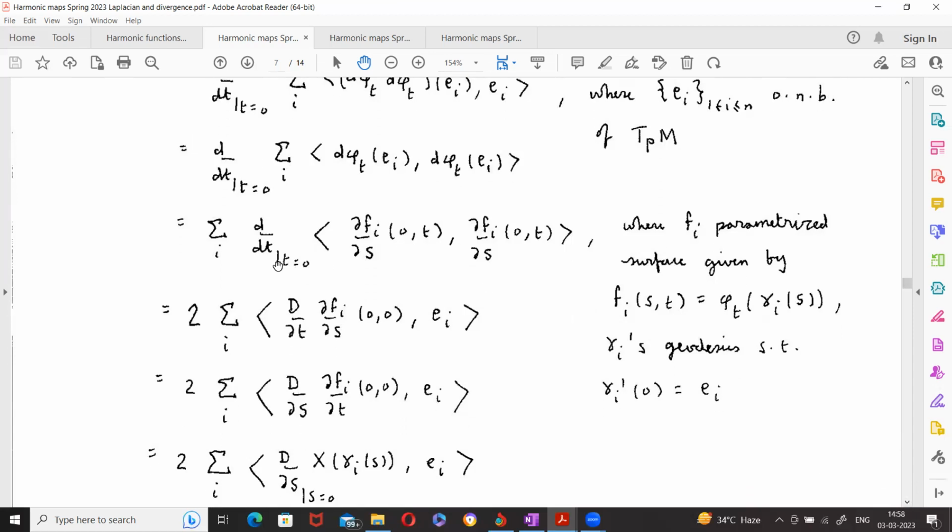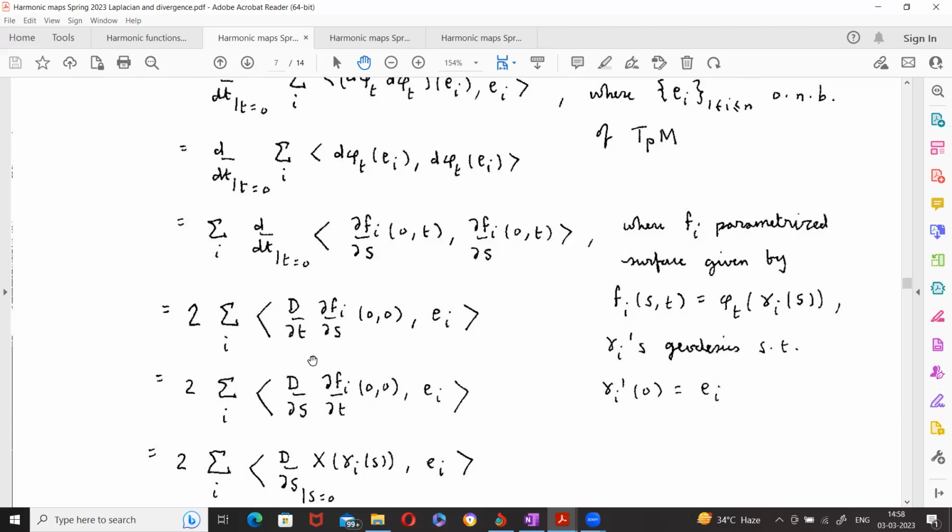All right. Now I differentiate this with respect to t. And for this, I can use the metric compatibility of the Levi-Civita connection. So I can take this d/dt inside, right? And I'll get a covariant derivative, capital D/∂t. And I'll get twice this because I'll get two terms from the Leibniz rule. Both of them are equal. So I'll get twice the sum over i, D/∂t ∂φ/∂s at (0,0) of e_i, inner product with e_i.